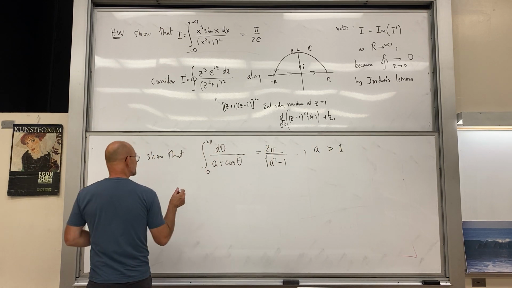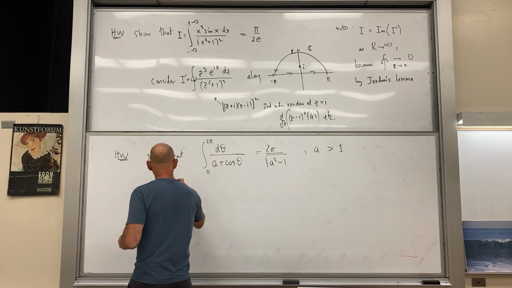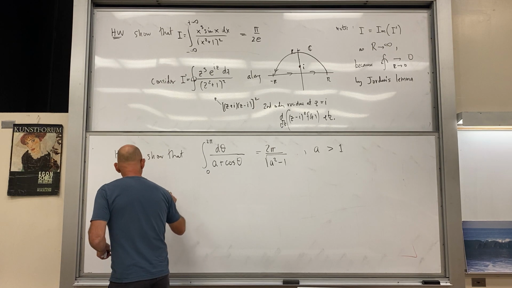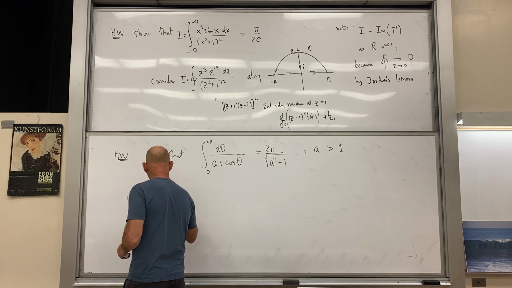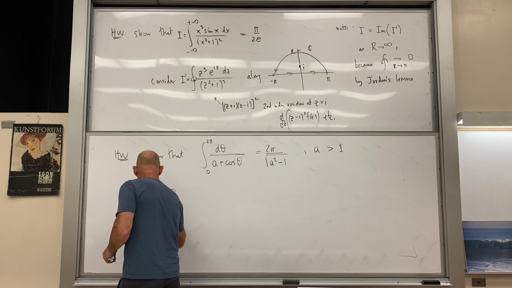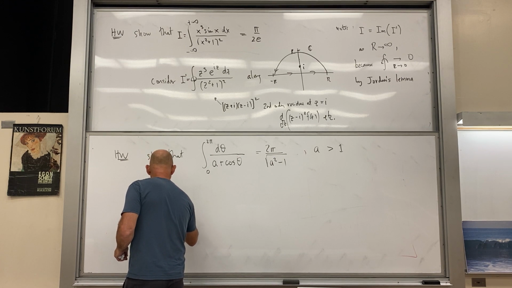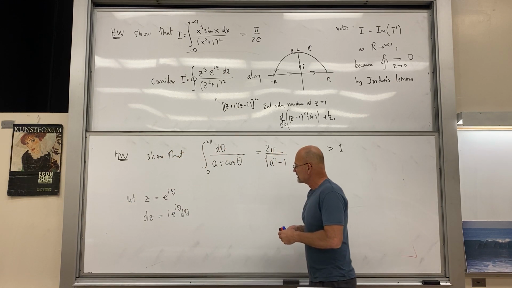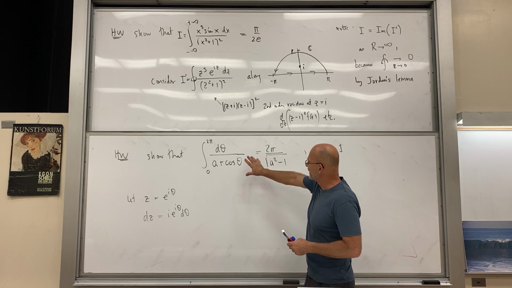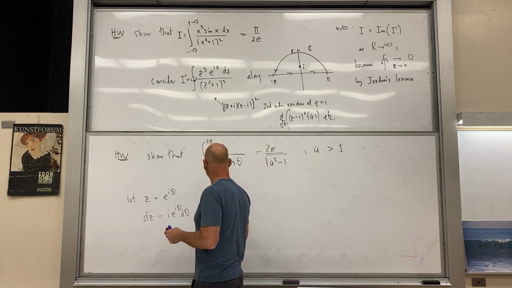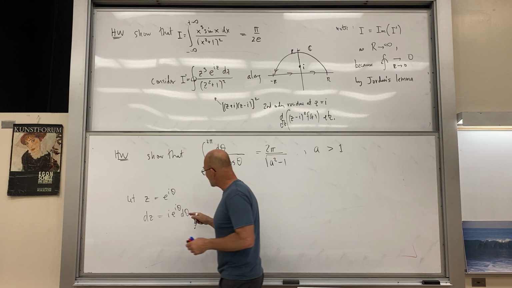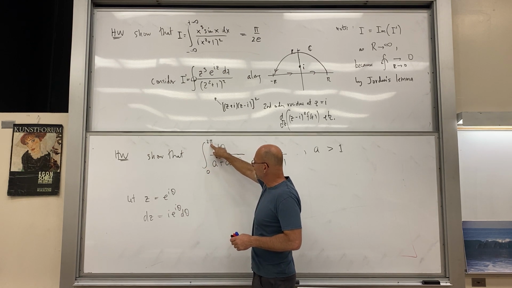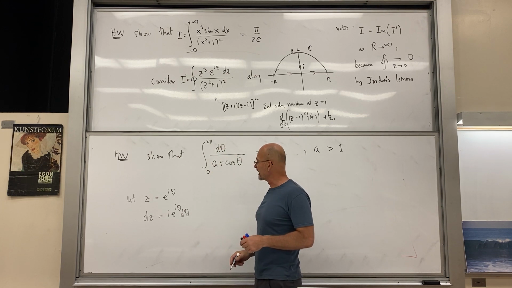Here's what we do. I'll just get started and show you the way if we're going to prove that. So what we're going to do is let z be equal to e to the i theta, and then we know dz is equal to i e to the i theta d theta. So here's where we can express this all in terms of z instead of theta, and the upshot is that we'll turn this 0 to 2 pi into an integral around the unit circle in the complex plane.